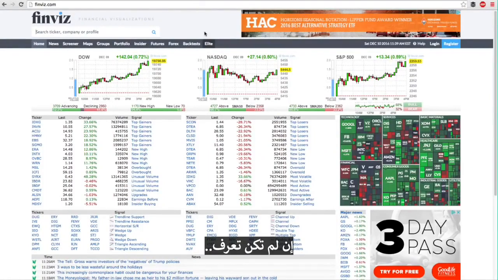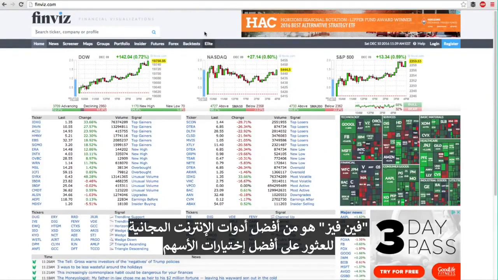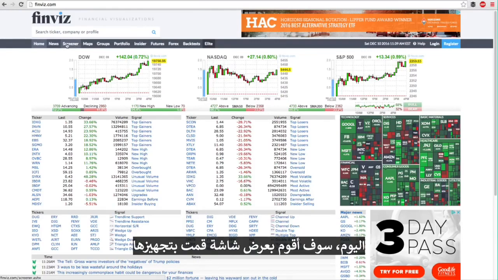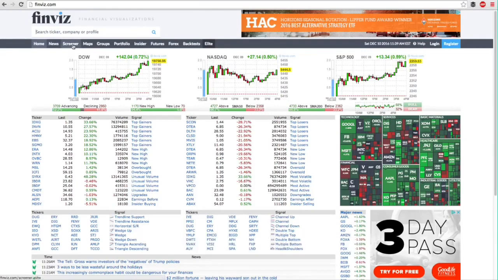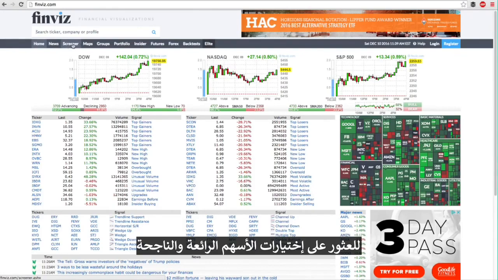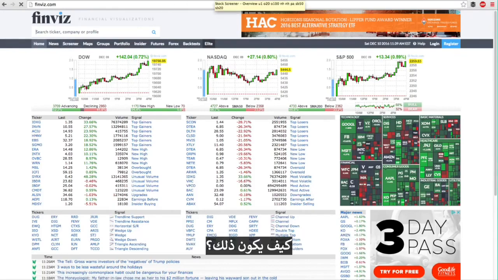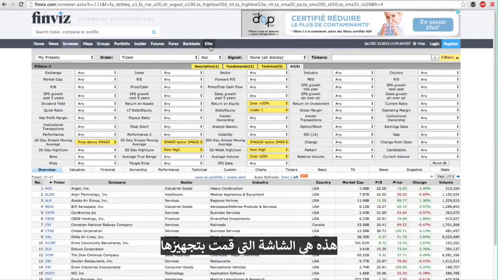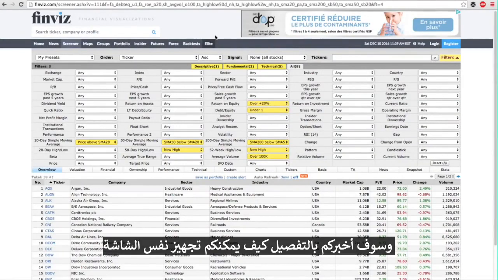In case you don't know, Finviz is one of the best free online tools for finding stock picks. Today, I want to show you a screen I've set up to find awesome breakout stock picks. So how does it work? Well, this is the screen I set up, and I'll show you exactly how you can set up the same screen.